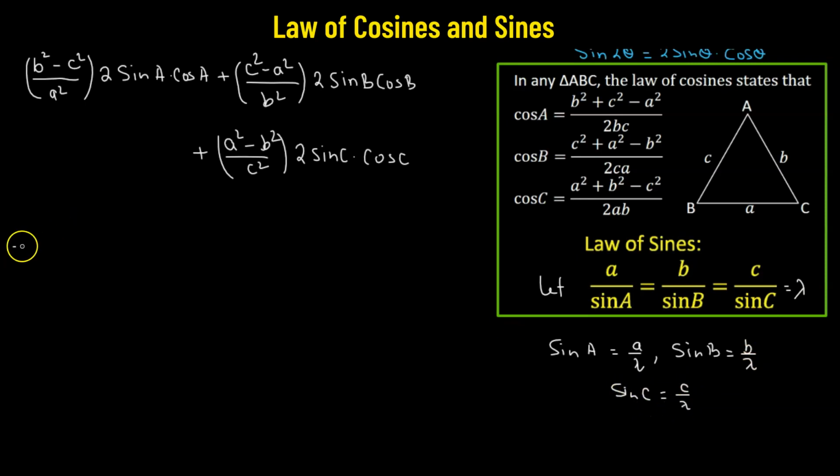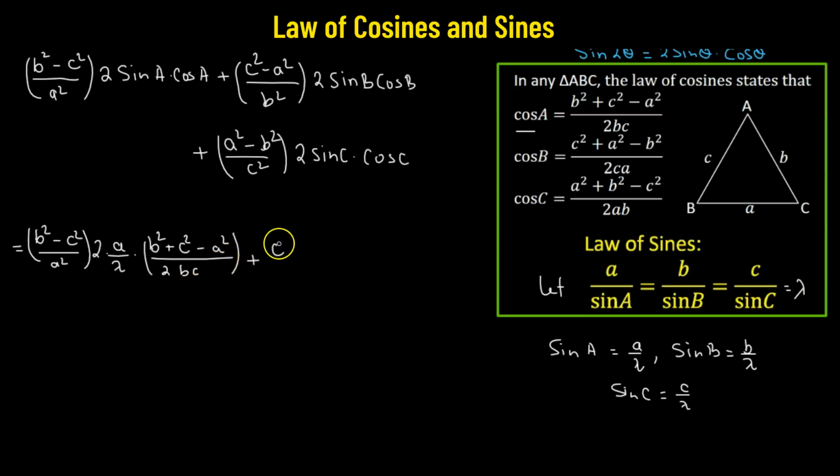So let's use these values. We have (b squared minus c squared) divided by a squared times 2 multiplied by sine A. So sine A will become a over lambda multiplied by cosine A. We're going to use the value of cosine A, which is (b squared plus c squared minus a squared) divided by 2bc. So we are done with the first term. Let's move on to the next term.